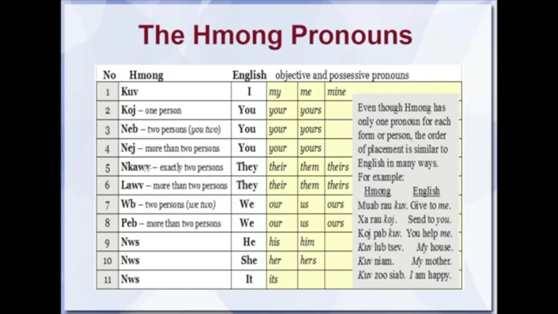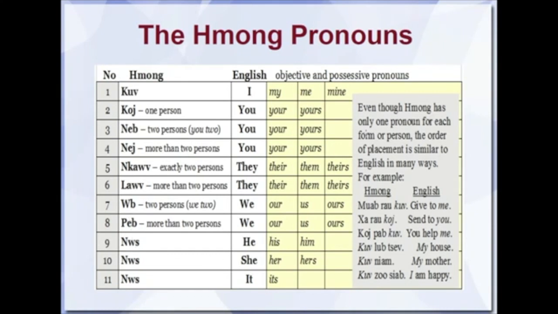Go, go, exactly two persons, they. Lo, lo, more than two persons, they. U, two persons, we two, that is, we. Be, more than two persons, we. Nu, he, or she, or it, meaning that all these three words have the same pronunciation and same spelling, and it means he, she, or it. One more time. Gu, go, ne, go, lo, u, be, nu.